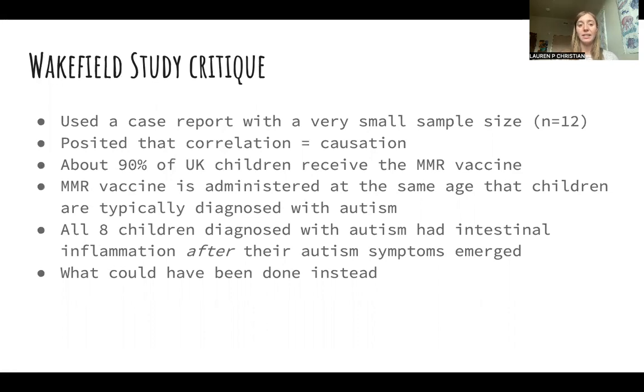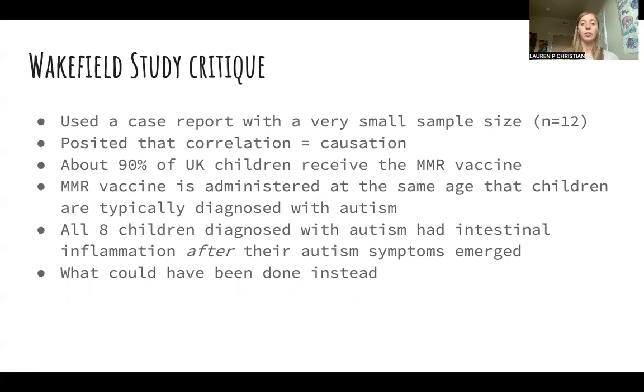Additionally, this study posited that correlation equals causation. About 90% of United Kingdom children receive the MMR vaccine. And the MMR vaccine is administered at the same age that children are typically diagnosed with autism. So it's very easy to find an association between autism and the MMR vaccine because those who were diagnosed were likely recently vaccinated as well. But that doesn't mean that the vaccine was causing the autism.